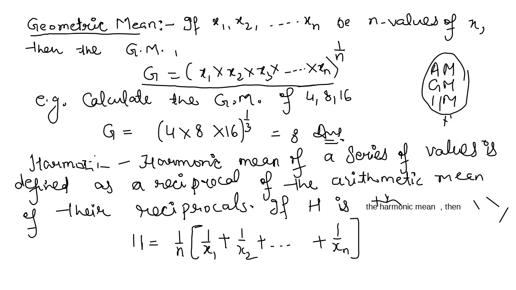Yes, Naveen, please write down this formula. H is equal to 1 upon n into 1 upon x1 plus 1 upon x2 plus 1 upon x3 up to 1 upon xn. You have to take the reciprocals of the numbers, then multiply it with 1 by n. Sorry, it will give you the value of 1 by H. On the left hand side also write down 1 by H. Yes, done up to here?